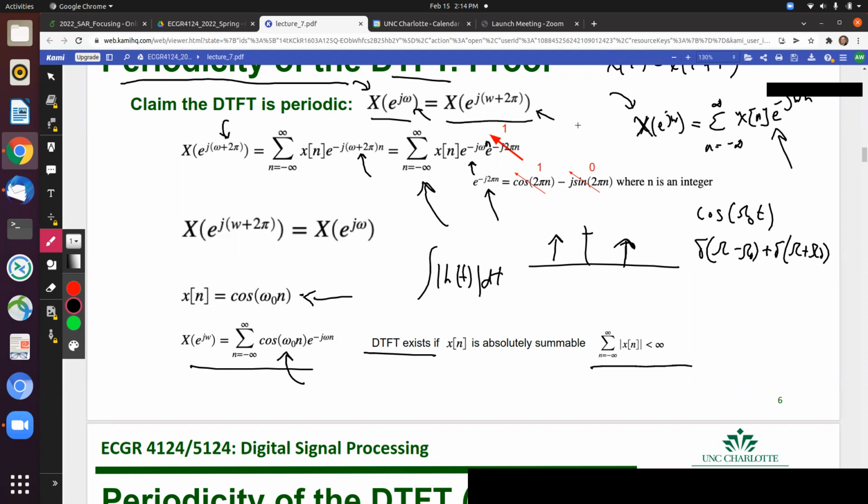Let me see. Can you take the Fourier transform of an unstable system? If it's unstable, it's not absolutely integrable. So therefore, it doesn't have a Fourier transform. It sounds like a good problem to have on an exam.